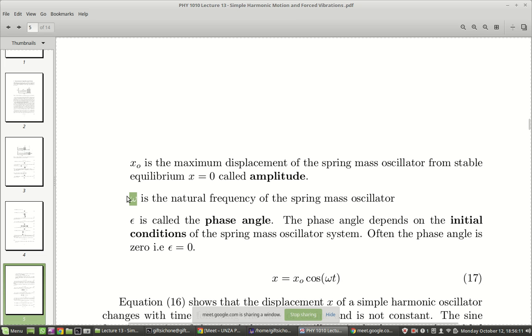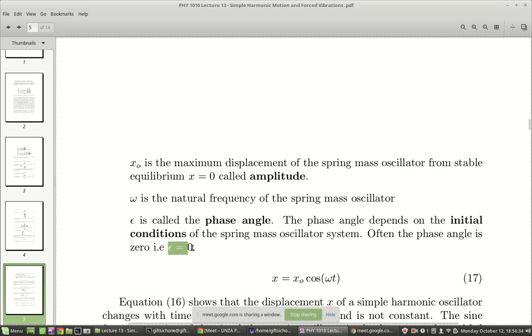So going forward, our solution x is equal to x naught cos omega t, equation number 17.